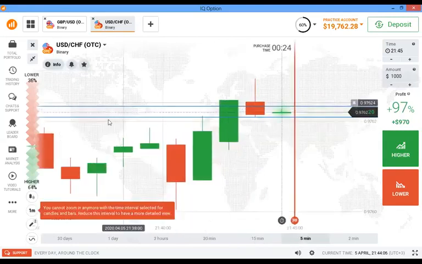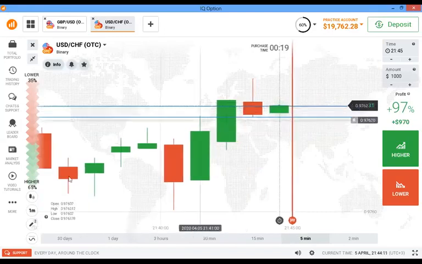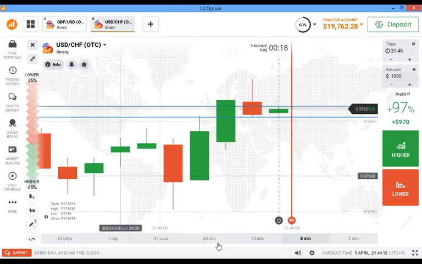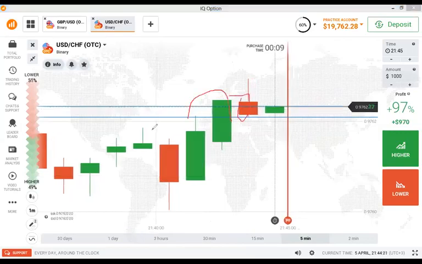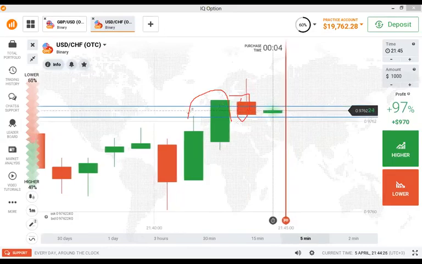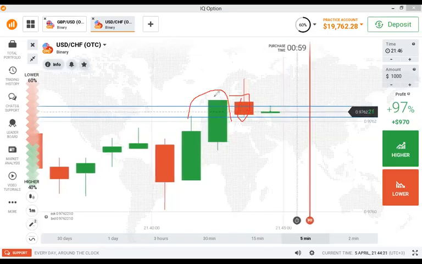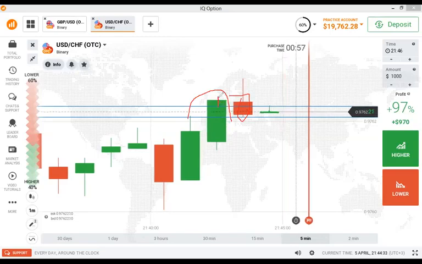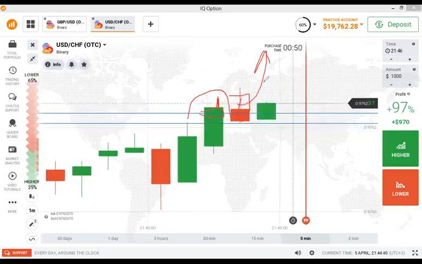Whenever you draw your area and you see a Marubozu candle, take note. If you see a Marubozu candle that closed above the area, then the next candle should be bearish. A Marubozu candle that closed above the seller's area, the next candle will be bearish. But if this candle is not a Marubozu candle, the next candle will be bullish. And if it closes in this area, the next candle will be bearish.